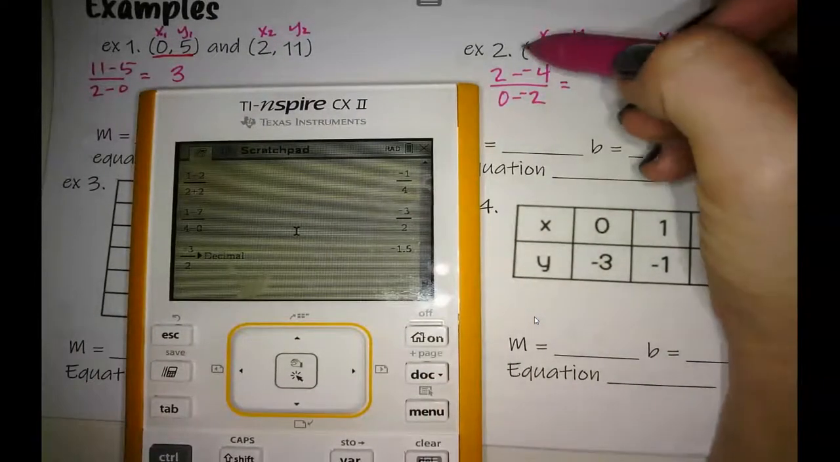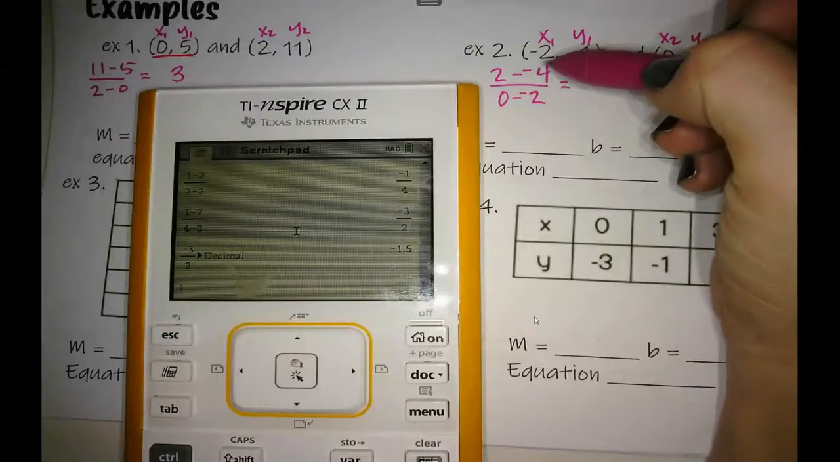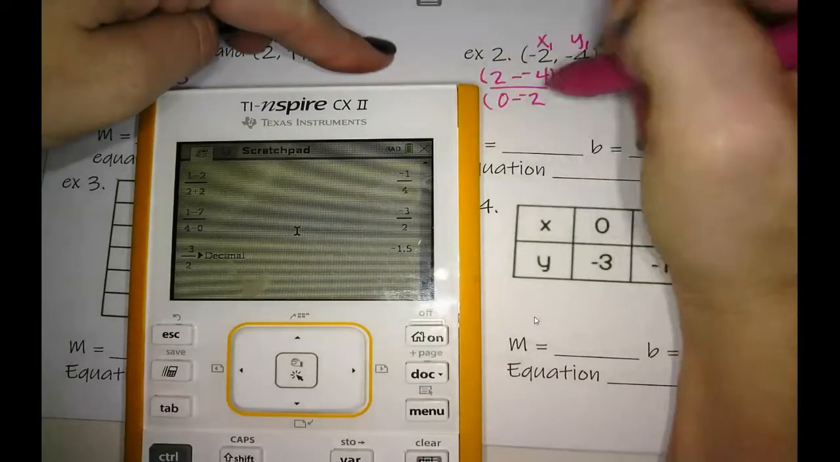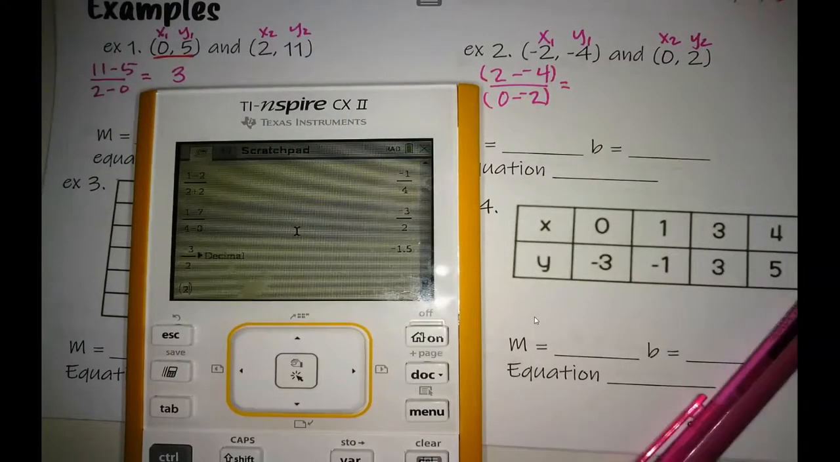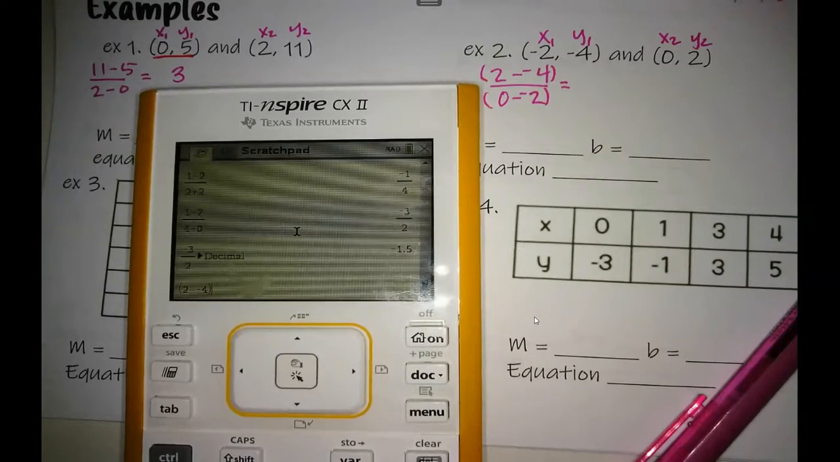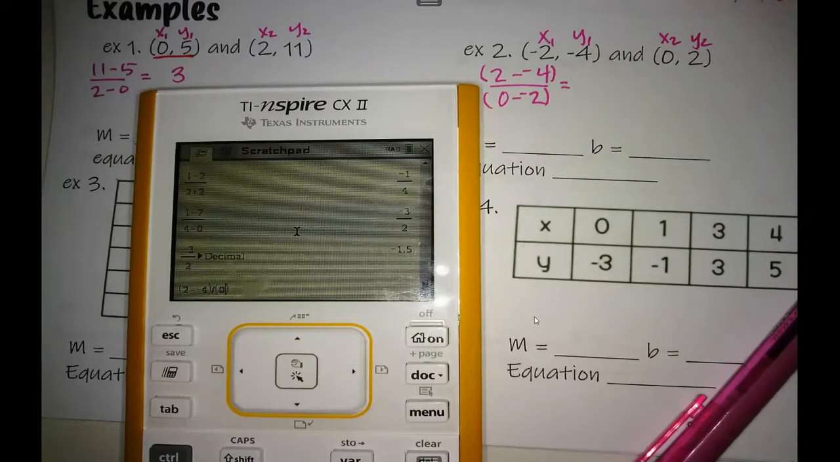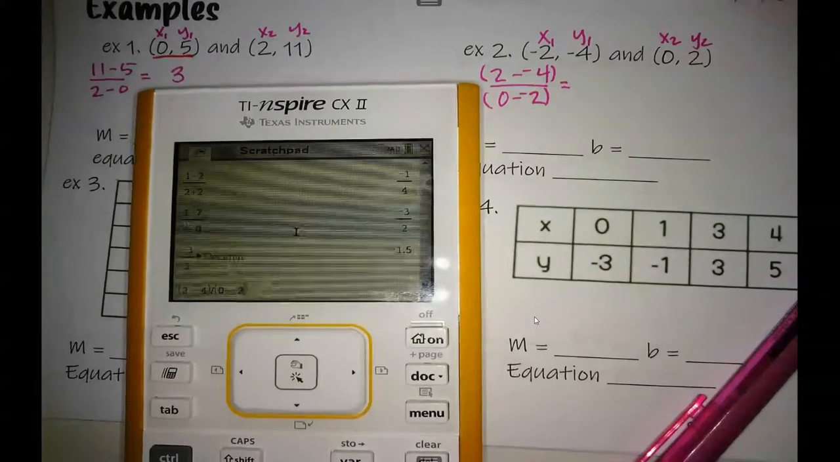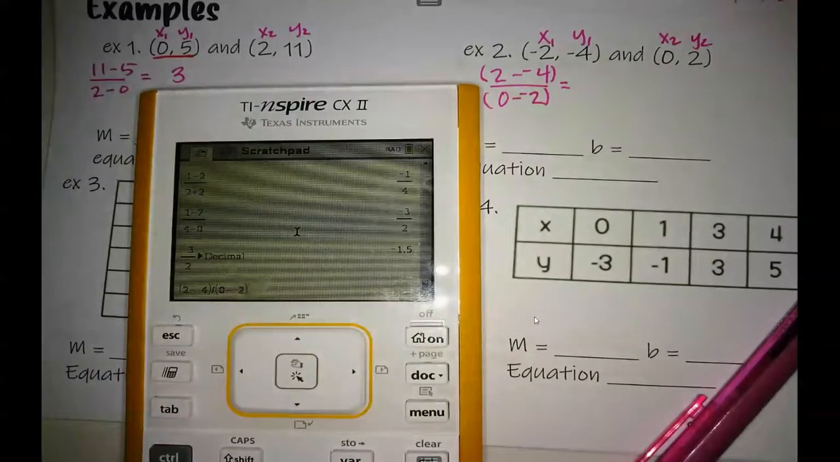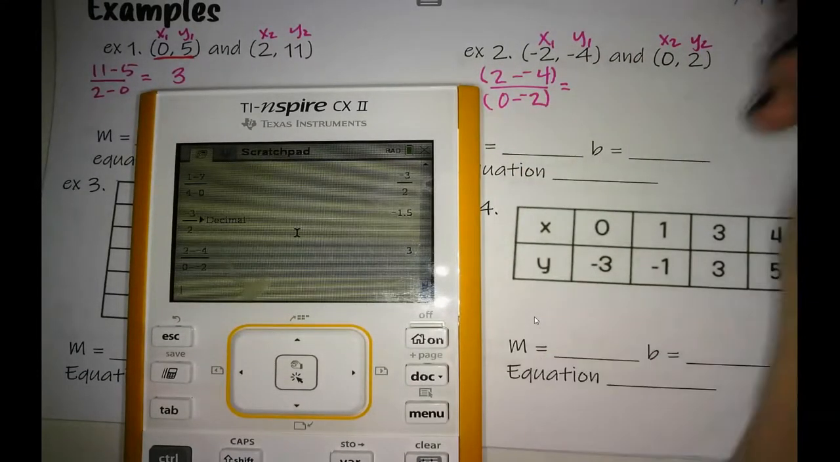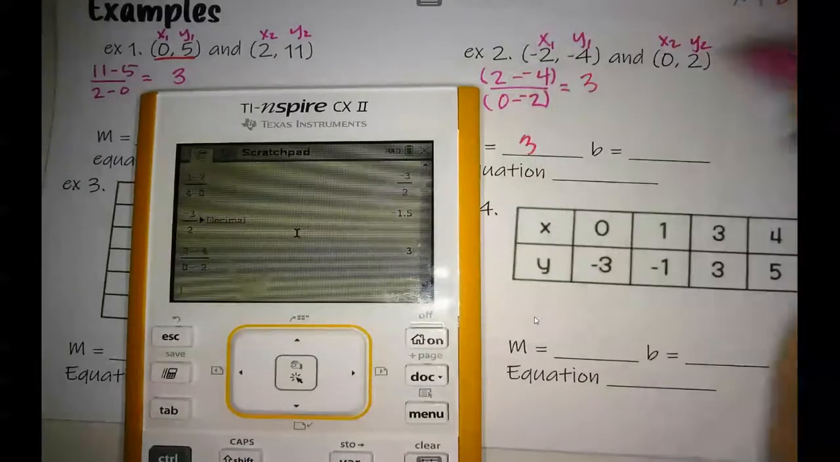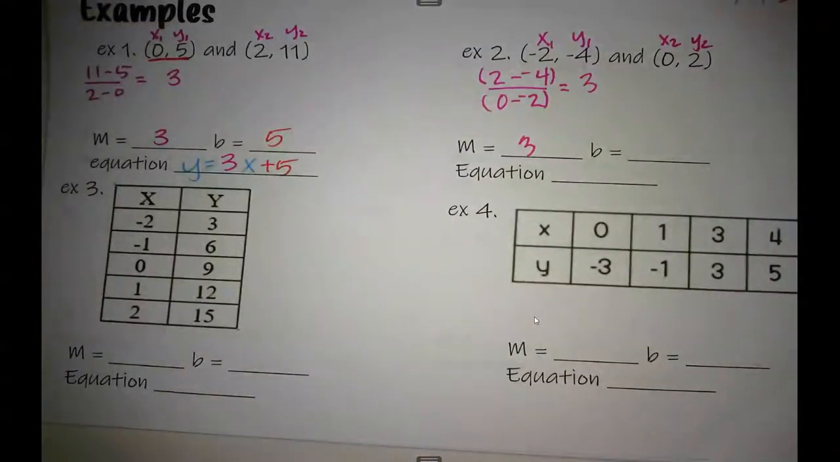Okay, again, I'm going to plug this in exactly as I see it in my calculator, but I'm going to make sure that I put parentheses on both the top and the bottom so I get the correct answer. So I'm doing 2 minus negative 4, and then divided by, open parentheses, 0 minus that negative 2. And I typed it in exactly like I saw it because I don't want to get any of those signs wrong. And remember with the minus, the negative, and all this. So when I do that, I get 3. So my slope is 3.